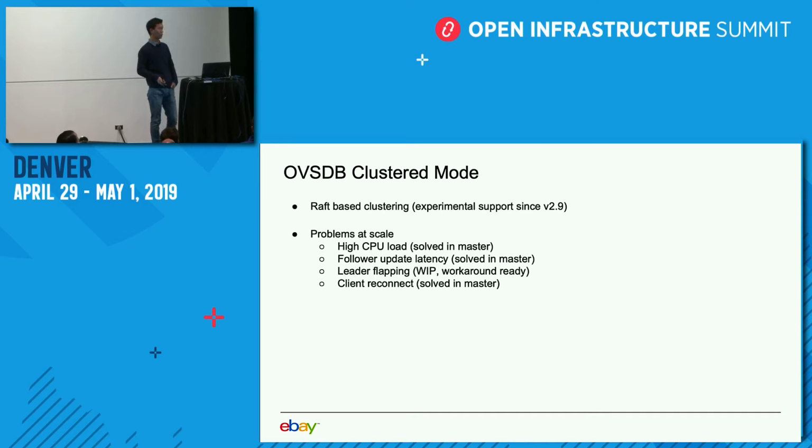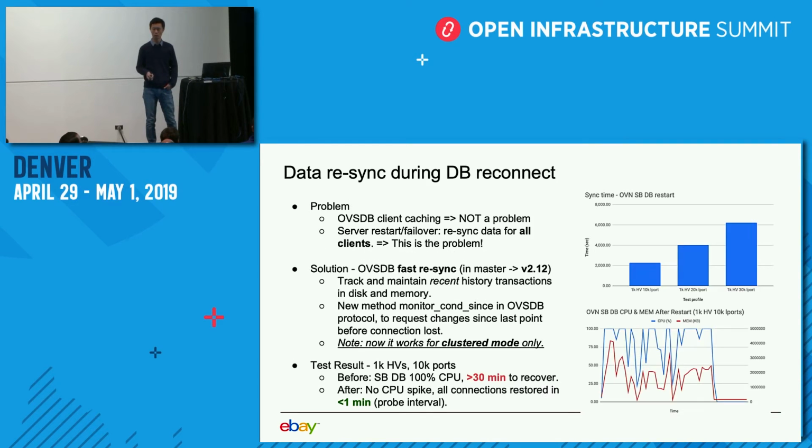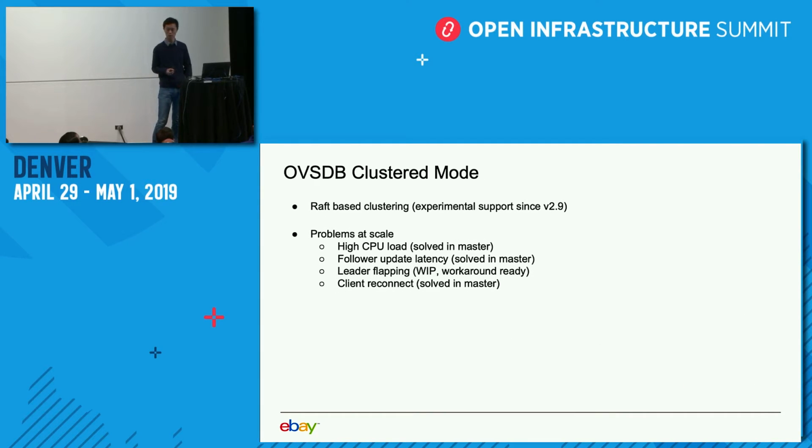And the third problem of OVSDB is that, sorry, I forgot to mention that the fast resync mechanism is actually merged in master and will be released in OVS 2.12. But it only works for cluster mode, because other modes don't have that unique transaction ID capability. So I'll talk more about the cluster mode then. Because of this, we're prioritizing the use of cluster mode. This feature has actually been supported for a long time, since version 2.9, as experimental support.